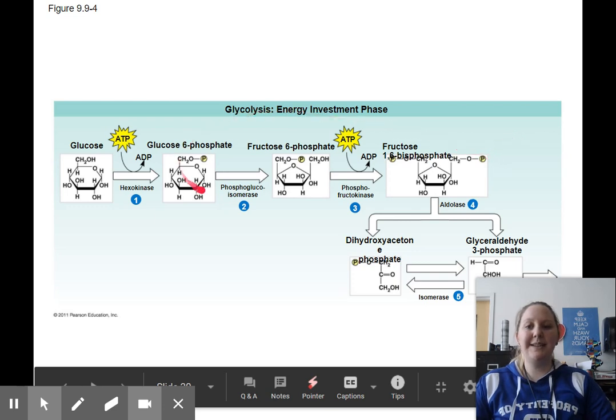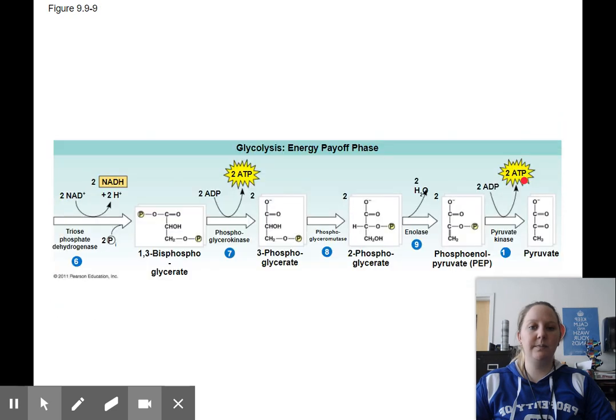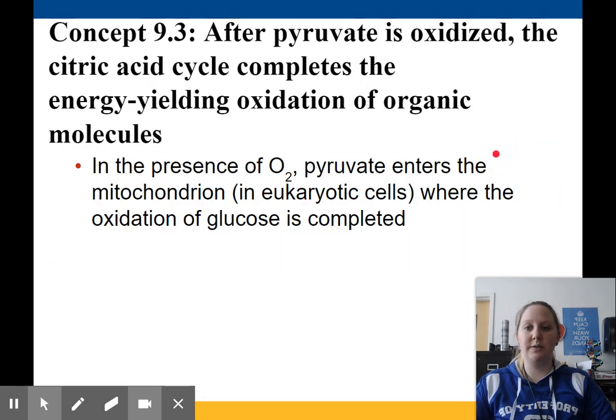You don't need to know these intermediates here, but just to show our glucose comes in, we use 1 molecule of ATP right away to add in a phosphate, and we break it down. We continue to break it down. We get 2 molecules of NADH. We make 2 ATP here and 2 ATP here, but because we have already used 2, we only net 2 molecules of ATP.